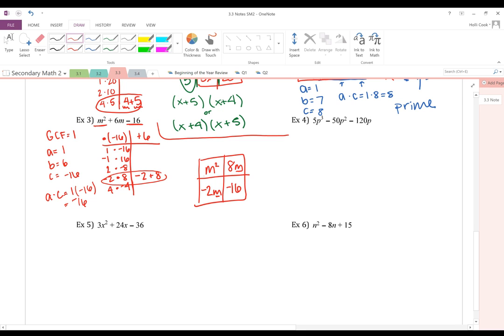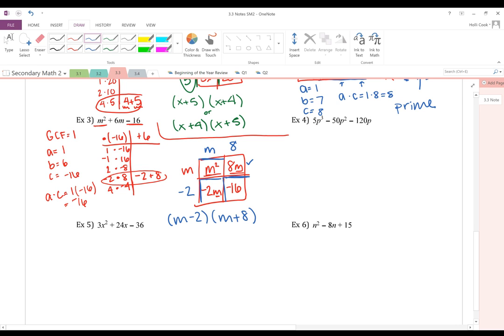Okay, if we look at this top row, m squared and 8m have what in common? Well, they've got an m in common. If that's m, what's going to go up here to get to m squared? Another m. And m times what is negative 2m? Negative 2. Negative 2 times what is negative 16? That'd be 8. And that is 8 times m, 8m. Yep, so our answer here, m minus 2 times m plus 8.